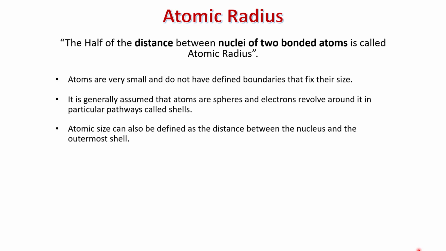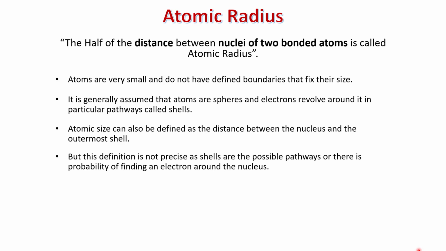Atomic size can also be defined as the distance between the nucleus and the outermost shell. But this definition is not precise, as shells are possible pathways, or there is a probability of finding an electron around the nucleus. At any instance of time, electrons can be near to the nucleus or away from the nucleus by gaining energy. So using the distance between the center of the nucleus and the outermost electron is not very accurate.